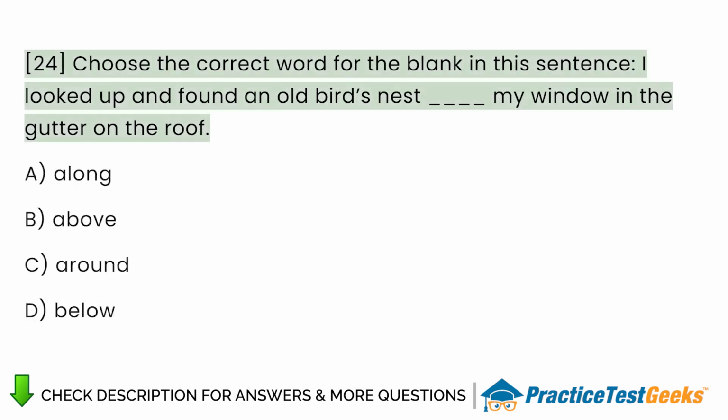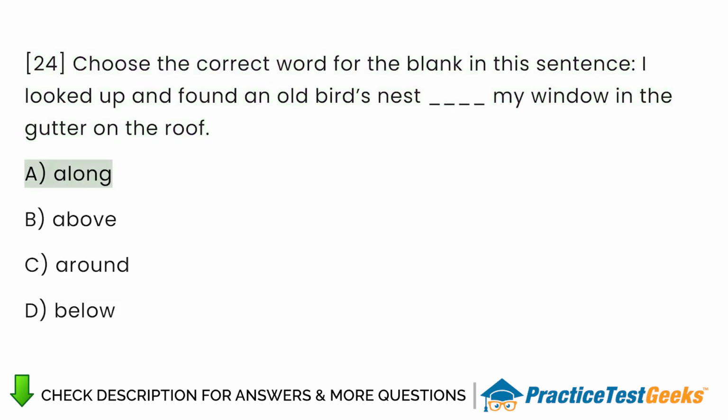Choose the correct word for the blank in this sentence. I looked up and found an old bird's nest ___ my window in the gutter on the roof. A. Along. B. Above. C. Around. D. Below.